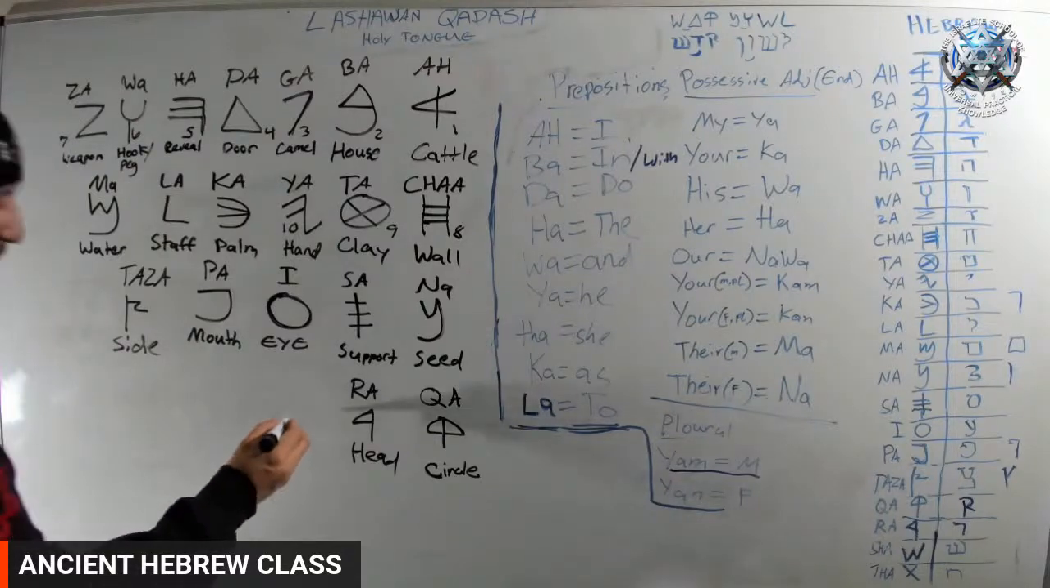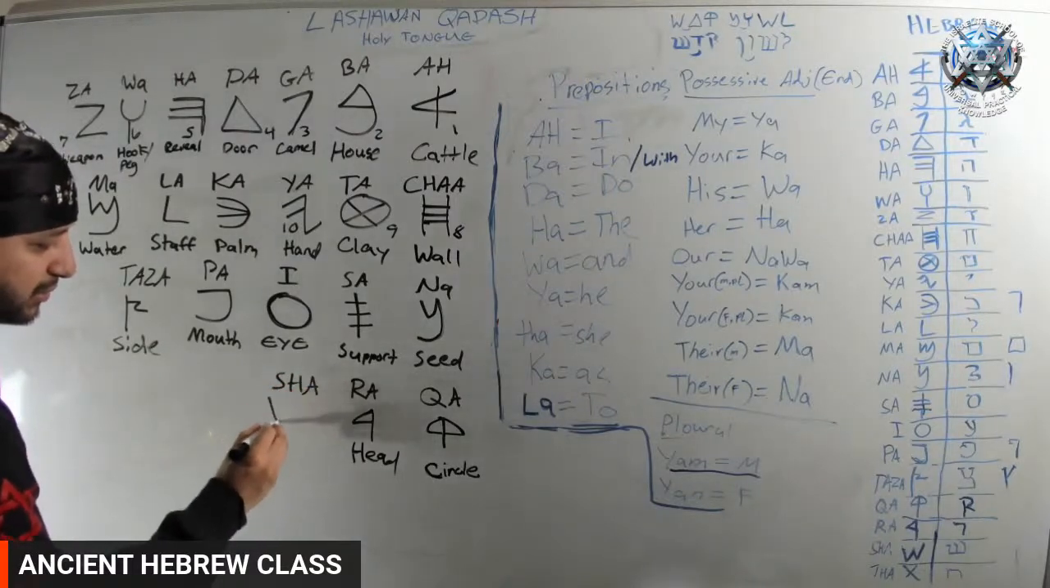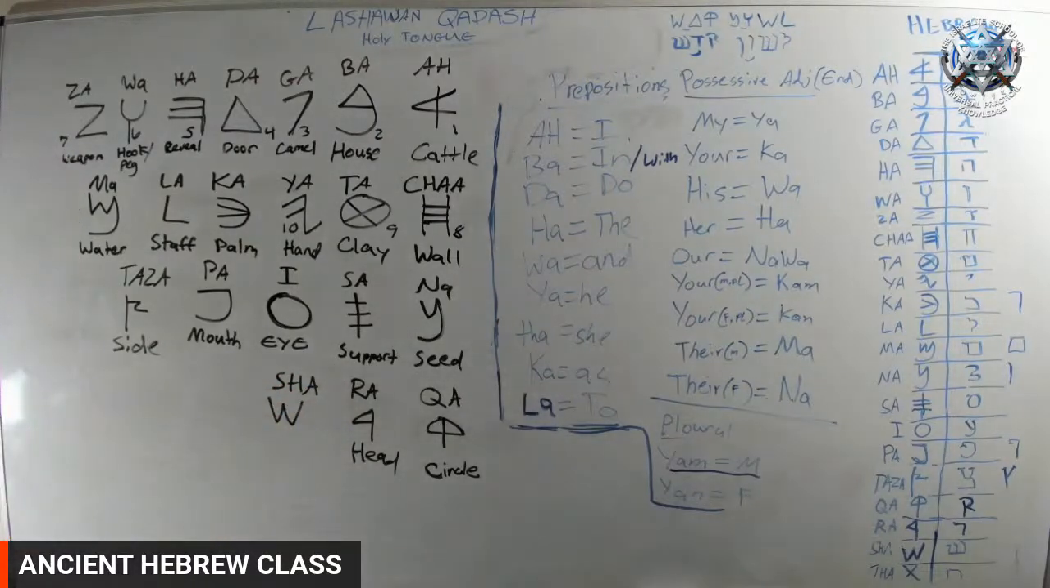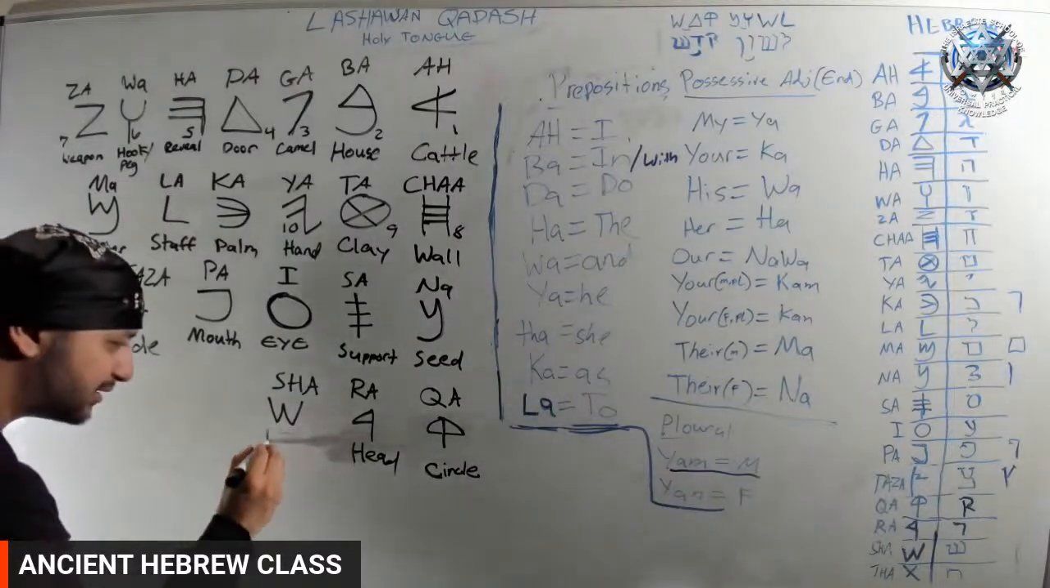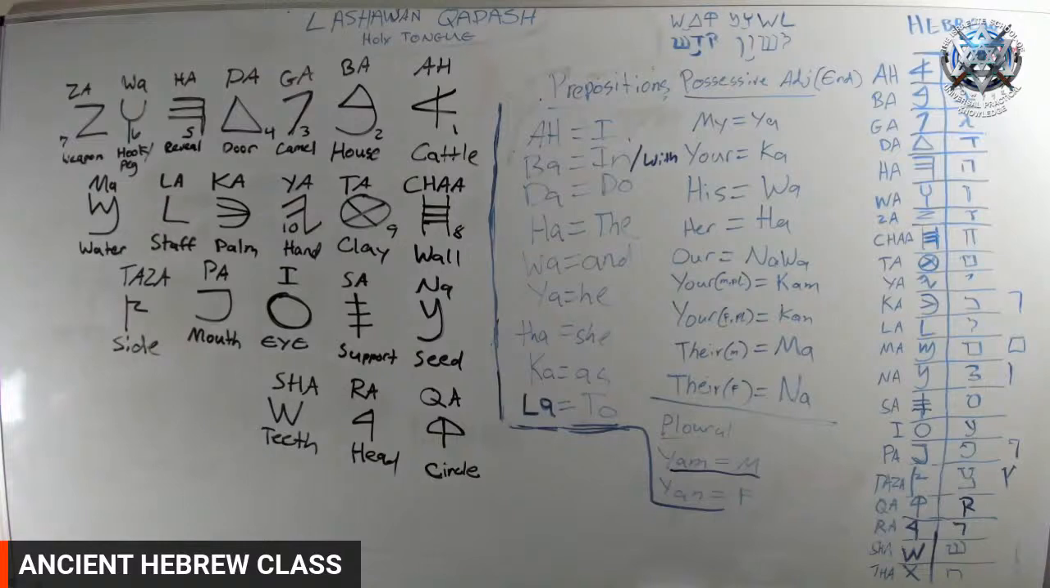Next one was Sha. And what does Sha mean? Pretty simple. It's an easy one to guess. Teeth. Teeth. That's exactly it.